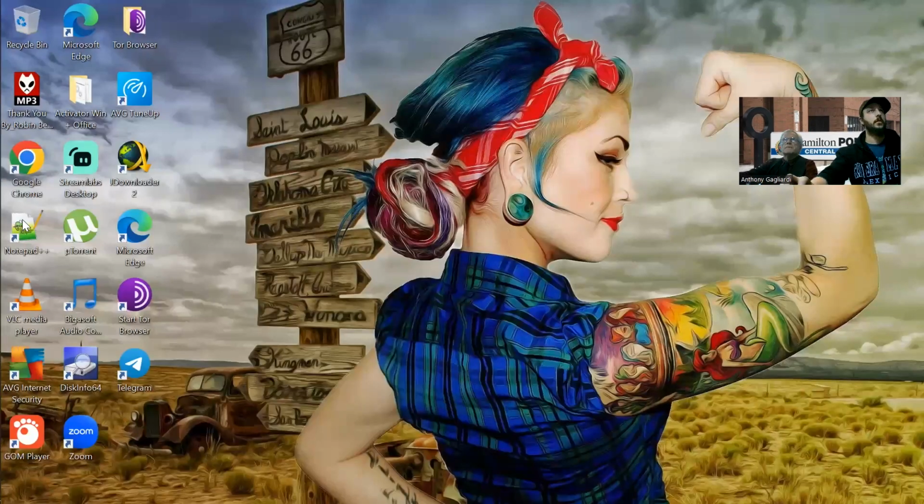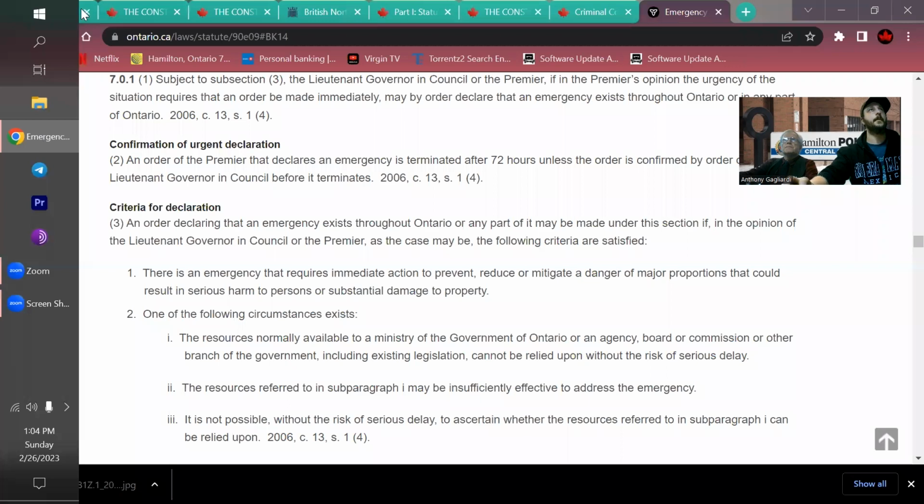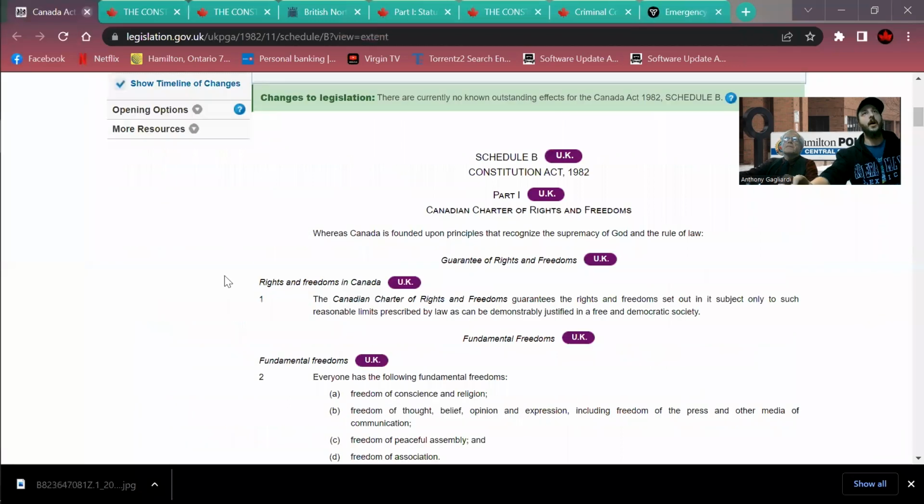While I've got ER here, I'm going to pull up on my screen the Canadian Constitution Act, and we'll go from there. So here we have the UK version. Did you want to explain the UK version first?